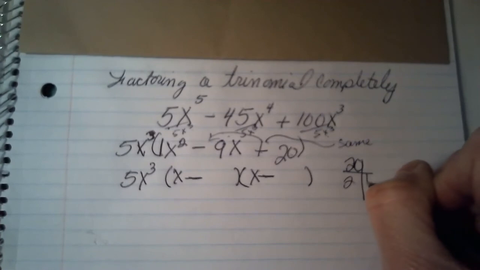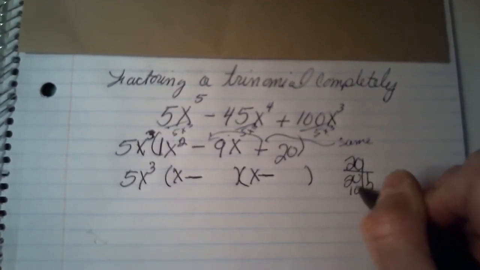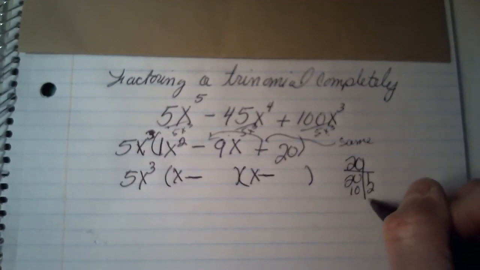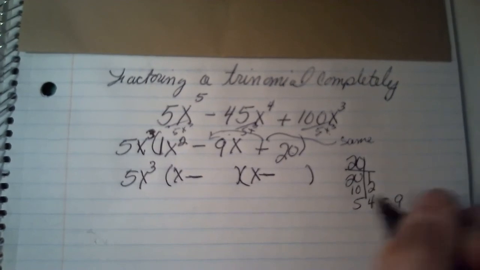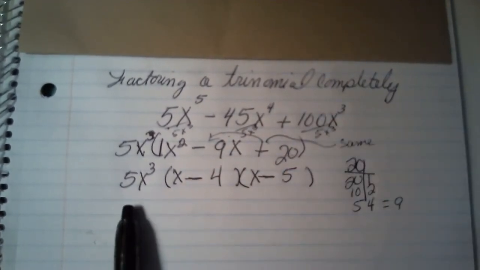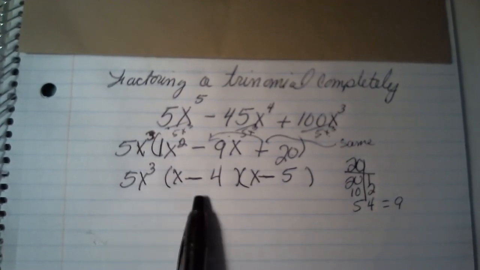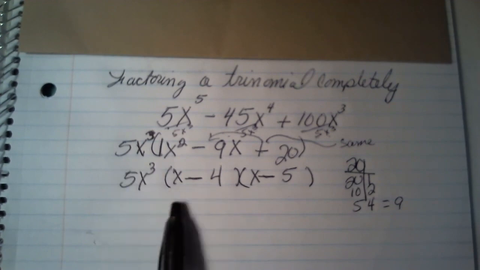So I can make a list of factors of 20. I could say 20 and 1, but that won't add to get 9. I could say 2 and 10, but that won't add to get 9. I could say 4 and 5, which do add to get 9. So I'm going to have a 4 and a 5. Now I've created 3 different factors. Each factor has been factored completely. It cannot be factored any further.